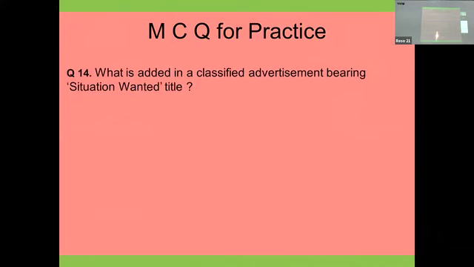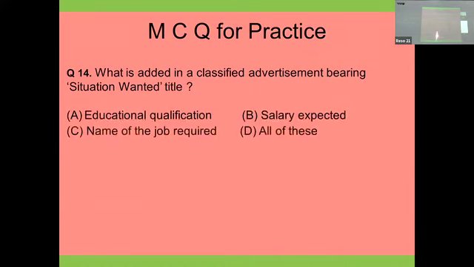Which is what is added in a classified ad bearing situation, wanted, title? Qualification, salary expected, name of the job required. Yeah, all of these. All of these are up.